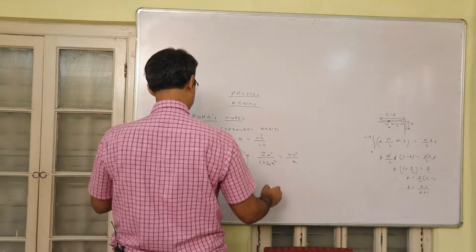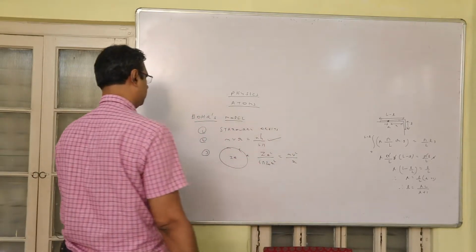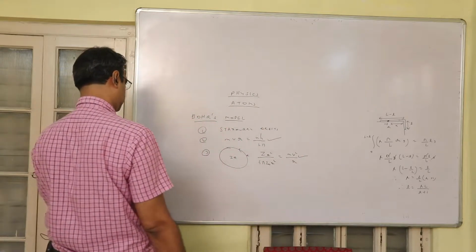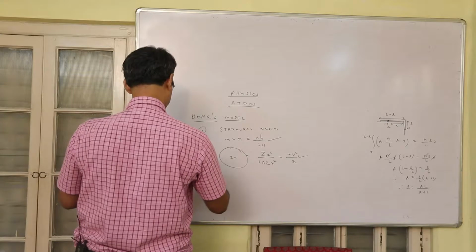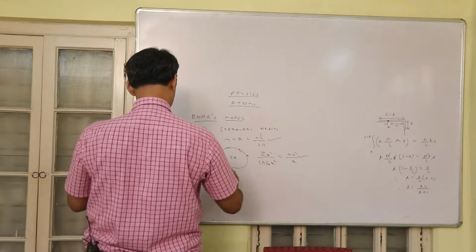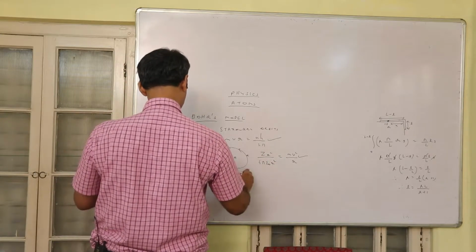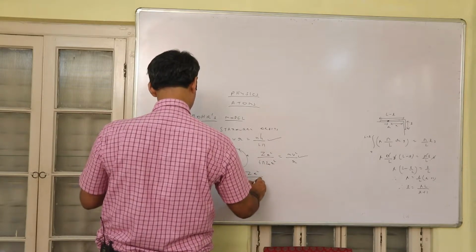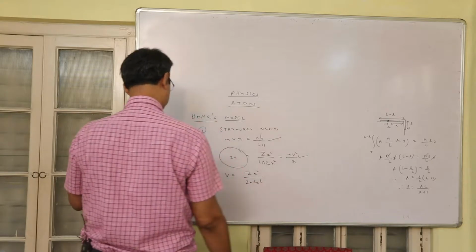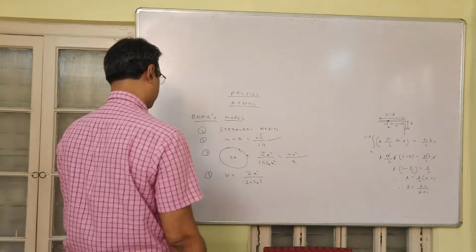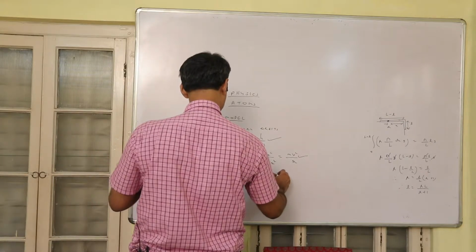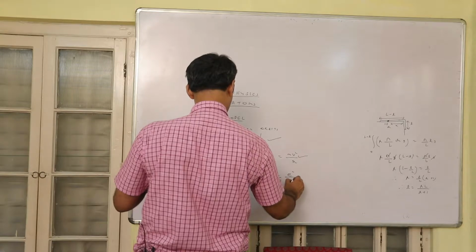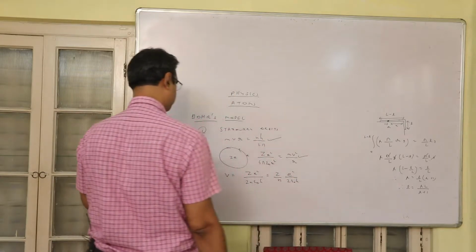Now you have already got one relation between V and R, and now you have another relation between V and R. If you combine these two relations, then you will get V is equal to Z e square by 2 epsilon naught n h, which can also be written as Z by n into e square by 2 epsilon naught h.